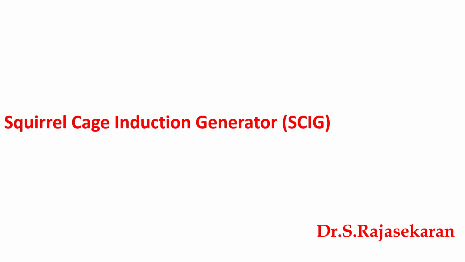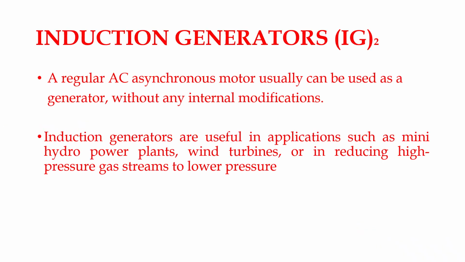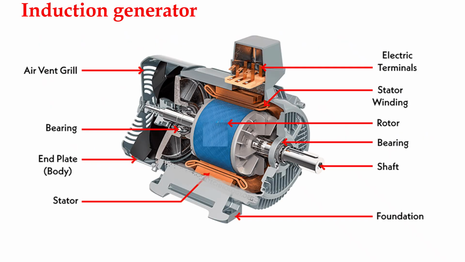Today we are going to discuss the squirrel cage induction generator. A regular AC asynchronous motor, that is a squirrel cage induction motor, usually can be used as a generator without making any internal modification. The induction generator is an AC generator that converts mechanical energy into AC electrical energy, that we know very well.